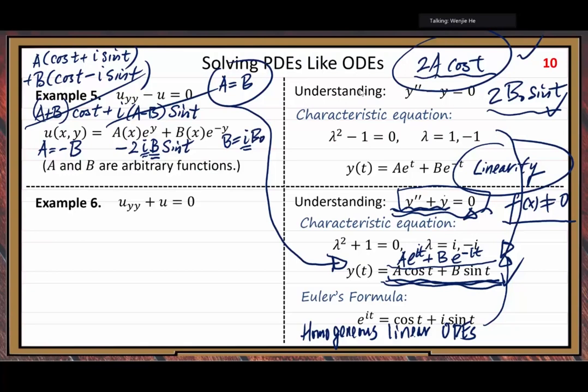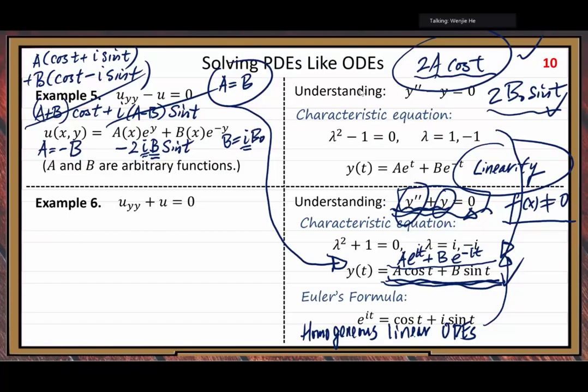With respect to y, a linear function. With respect to y double prime, also a linear function. With respect to y prime, also a linear function. So in our module 2, we will talk about that: homogeneous linear equations, ODEs.